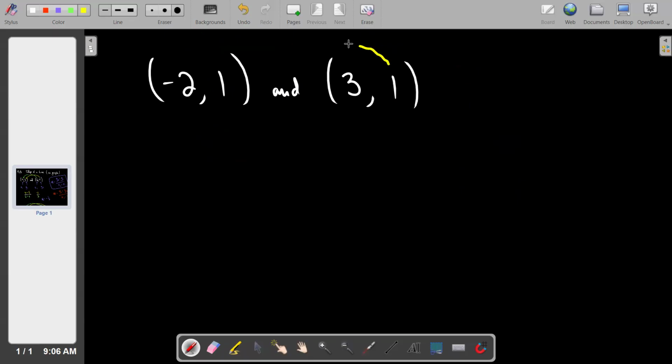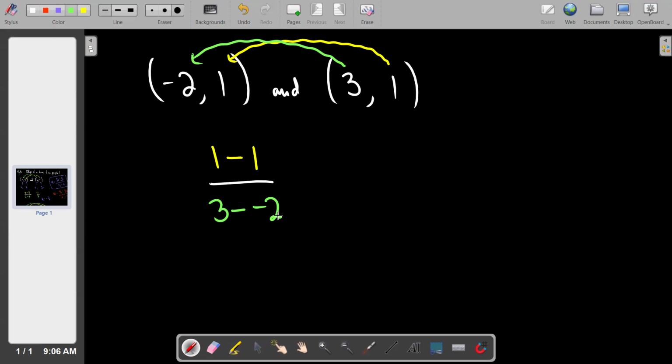What's our top say? Good. Over. And what's our bottom say? 3 minus -2. And there it is again, that oddity of the minus and the negative button up against each other, which becomes a plus. What do we get on top? Bottom? What do you think this one is? Yes, this is a horizontal line. So the slope actually equals a number, 0.